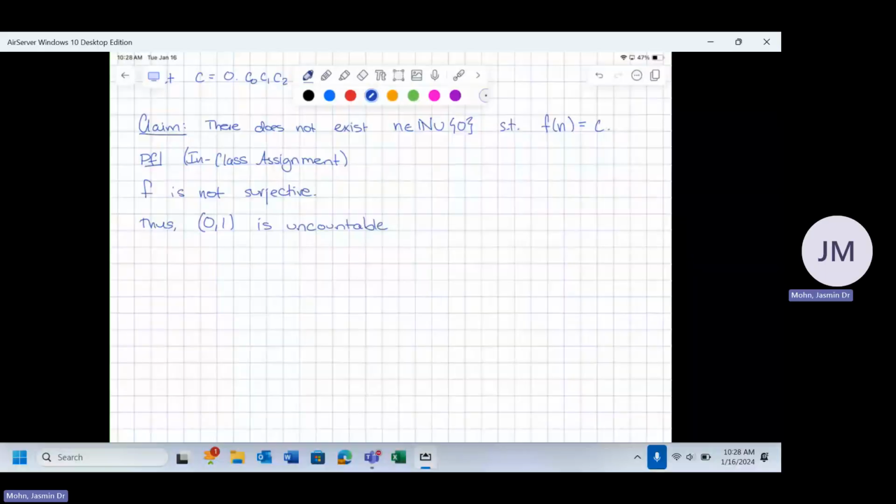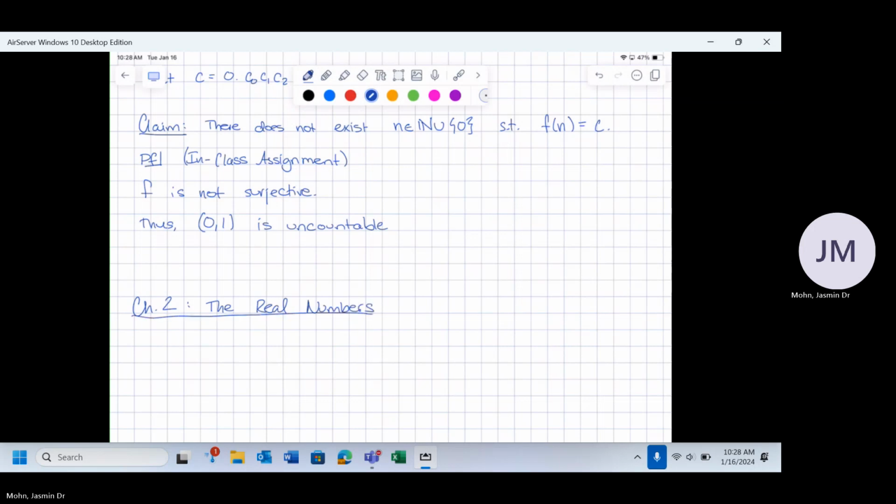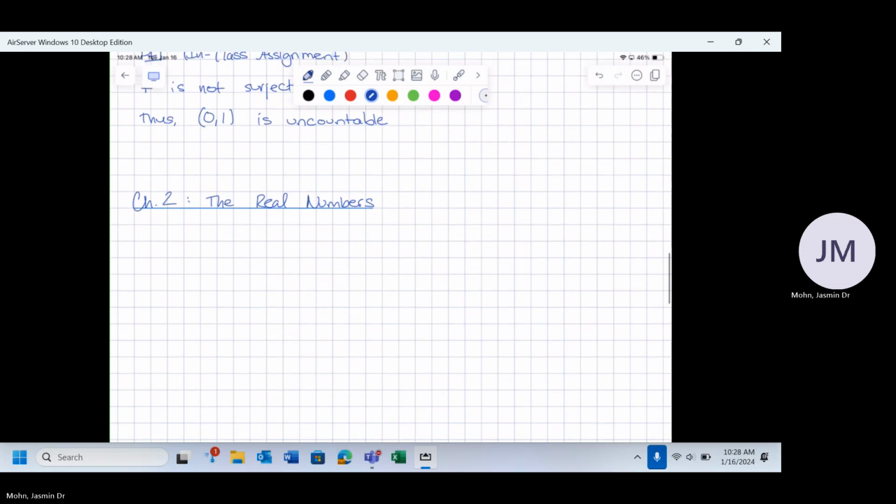Okay. So this brings us into chapter 2, where we talk about the real numbers. Okay. So what are the two operations that the real numbers have, really? What are two main ones? Addition. Okay. And what's the other one? Multiplication.